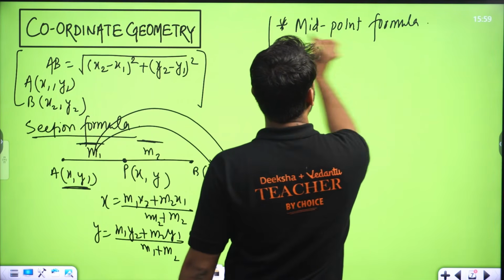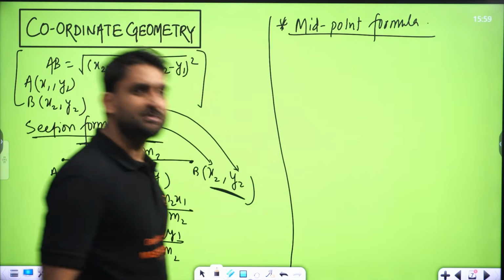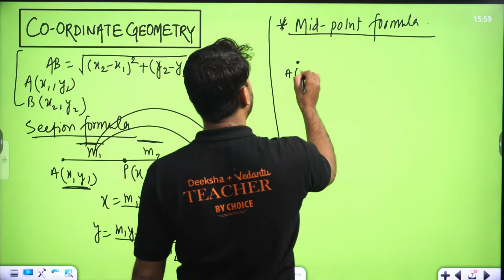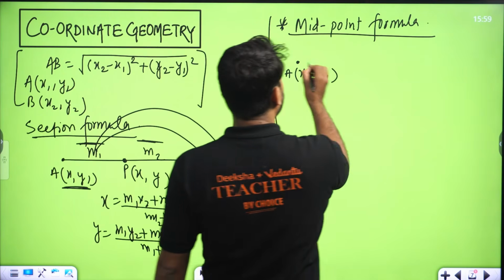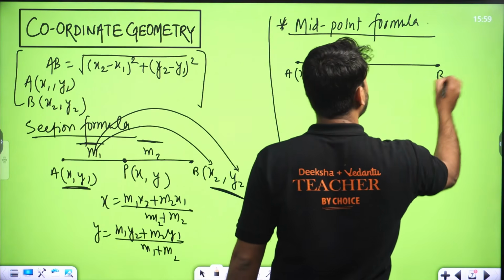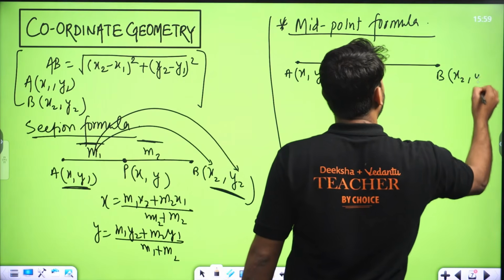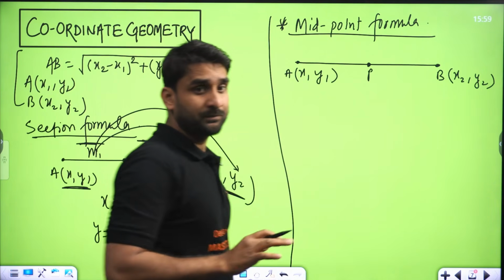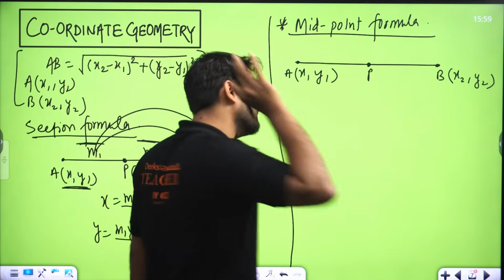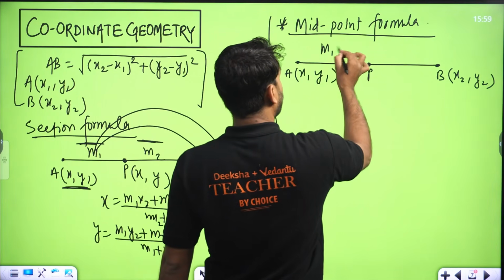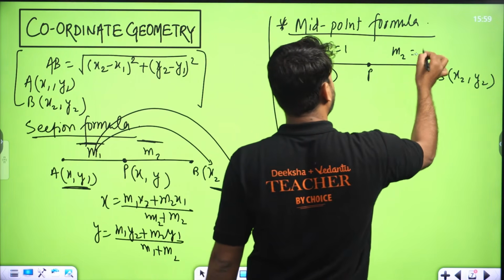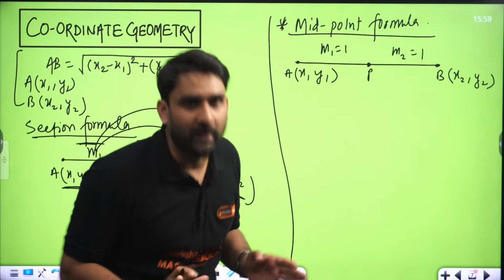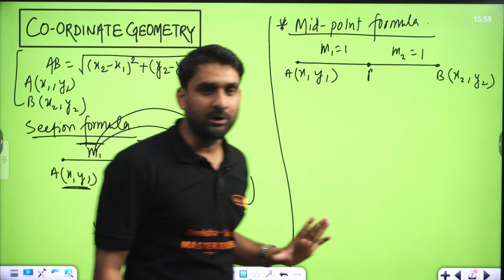So what is this midpoint formula, my dear? Listen, what is this midpoint formula? Basically, if there are 2 points x1 y1 and the line joining this is x2 y2, right? And there is a midpoint P. This is confirmed, P is the midpoint. So M1 will be 1 and M2 will be 1. Why? Because P is the midpoint. So the ratio M1 to M2 will be 1 to 1. This section and this section will be equal to each other.